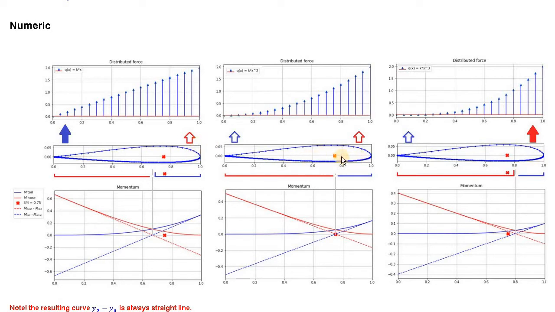If you have quadratic distribution, in that case you have momentum on the tail equal to momentum of the nose, and then you have exactly this point, and you have momentum equal to 0. Next, if you have a cubic distribution, so you kind of have more force on the nose. In that case, nose is winning, and the point of equilibrium is moving close to the nose section.